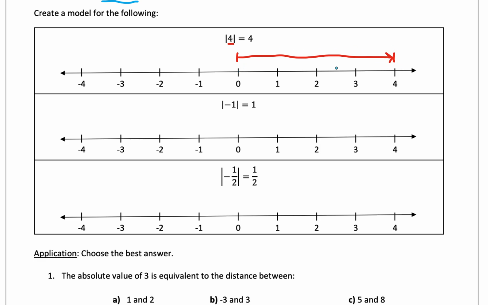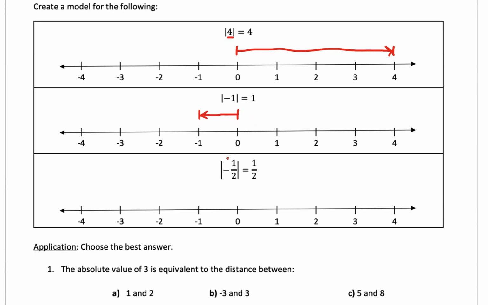Yes, this has a length of 4, which means the absolute value of 4, its distance from 0, was 4. So this is the model that we need to draw. In the next example, I'm taking the absolute value of negative 1. So I'm starting at 0, I'm going to negative 1, and to go from 0 to negative 1, I need to move to the left on my number line. And so my distance from 0 to negative 1 is just 1, and that's what that is showing us, that the absolute value of negative 1 equals 1.